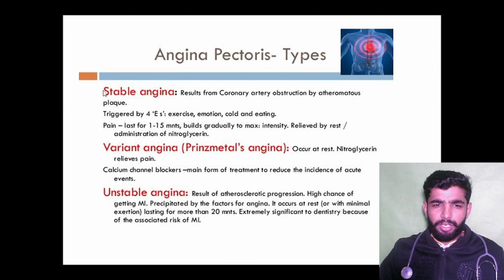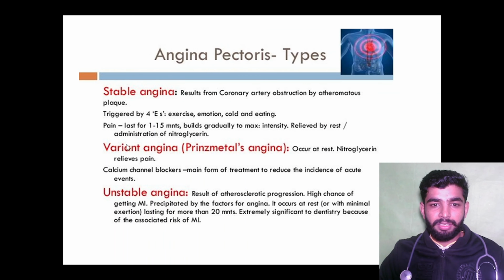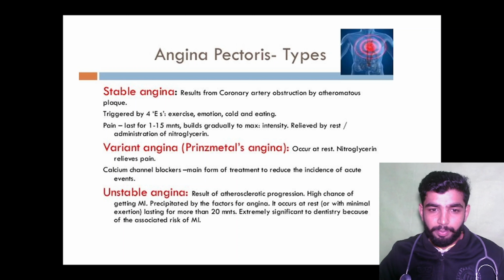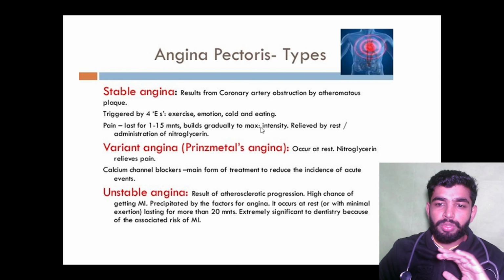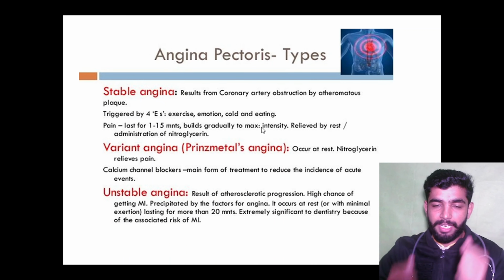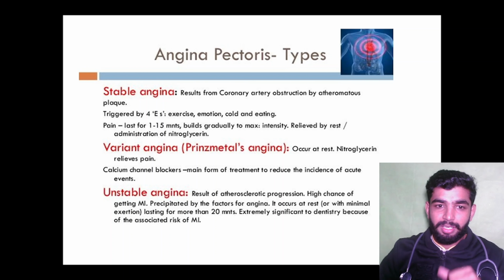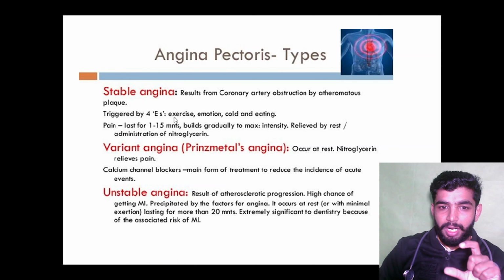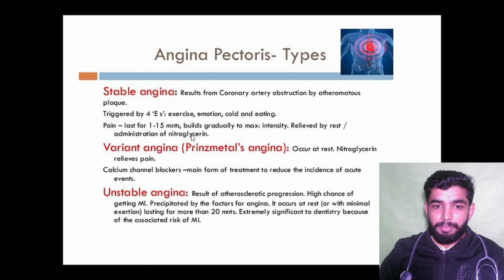That's why we are discussing the three types again. Stable angina does not occur at rest. First MCQ: the most important point is that it occurs during exercise, emotion, cold and eating. It mainly lasts 1 to 15 minutes, builds gradually to a maximum, and is relieved by rest. If we are exercising, there is chest pain, but if we take a rest, then stable angina can be reduced. The other way is sublingual nitroglycerin, placed under the tongue. This is the medicine, sublingual nitroglycerin.